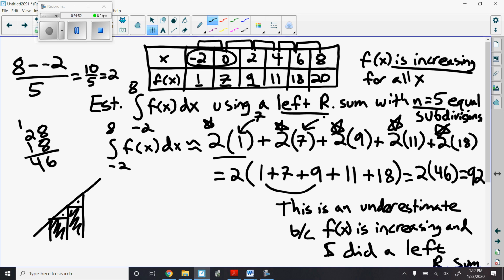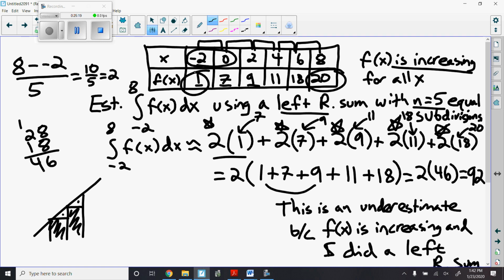I would have had a 9. I would have had an 11. I would have had an 18, and I would have had a 20. One thing you should notice here: when we did a left Riemann sum, the 20 never got used. When I do a right Riemann sum, the 1 never got used.